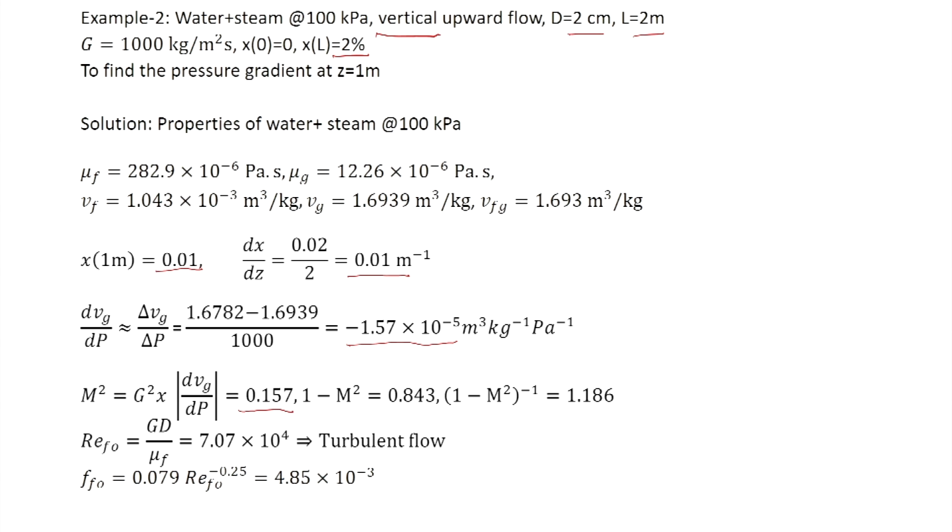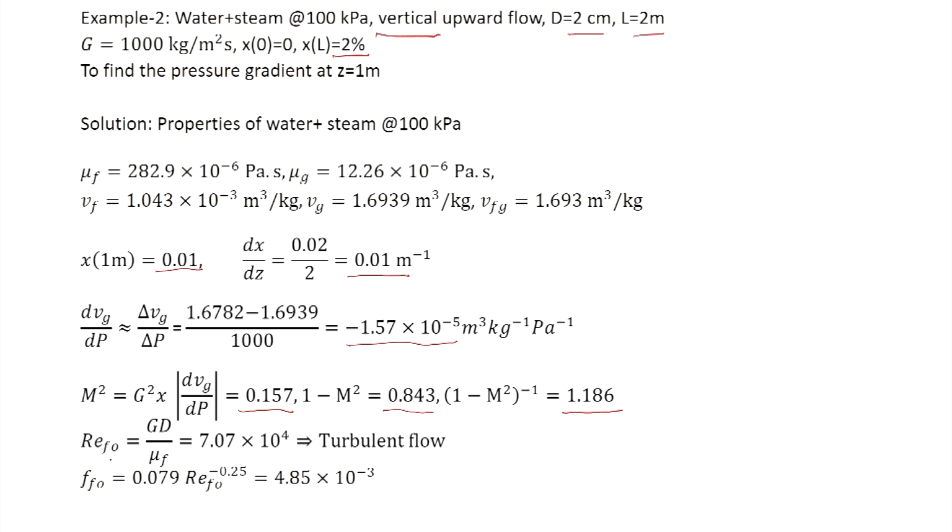So, now it is not negligible compared to unity, and we have to take it into account. The compressibility of the gas phase has to be taken into account. So, 1 minus m square is equal to 0.843, and 1 upon 1 minus m square is equal to 1.186. So, all the terms in the numerator have to be multiplied by this factor.